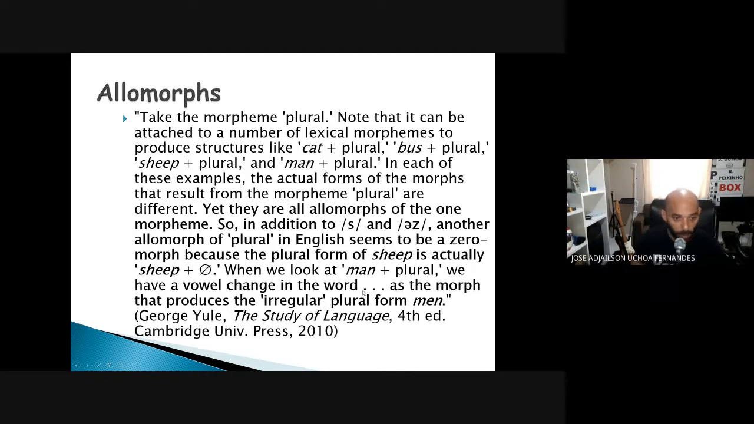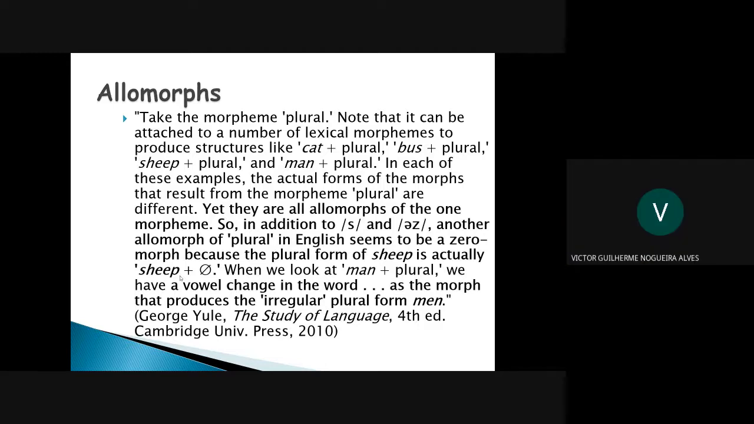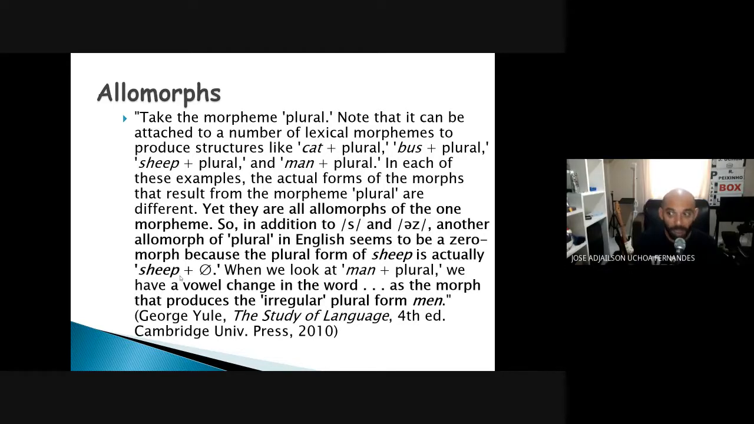This is not a consensus, but George Yule has created this model, this theory of considering these irregular plurals a zero morpheme. It's like it's not there, but it's implicit. Okay, so let's call it the zero morpheme. Can you think of other words that have a zero morpheme for plural? Advice? Advice. In fact, advice, because when you want to count it, you say a piece of advice. Advice is uncountable.